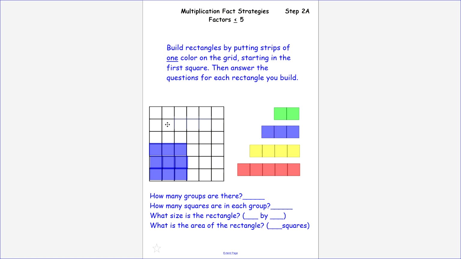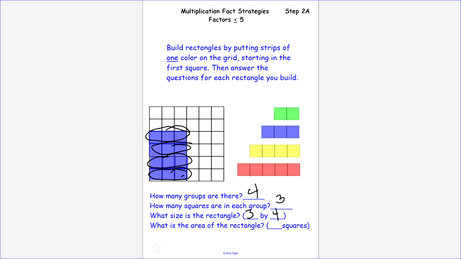Let's go ahead and add another blue 3 strip. Let's see how many groups there are. 1, 2, 3, 4. There are 4 groups. And there are 1, 2, 3 in each group. So this is a 3 by 4 rectangle.